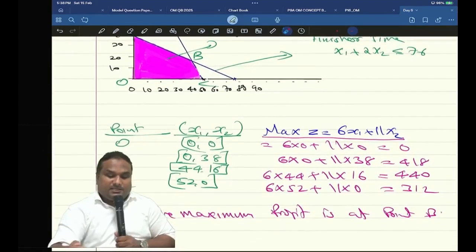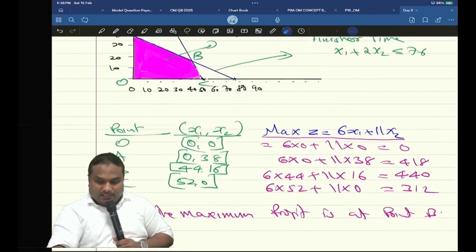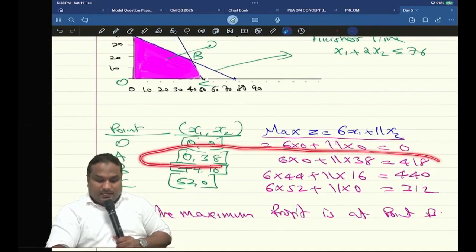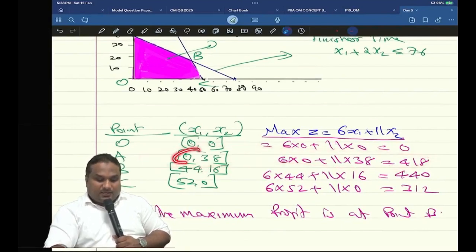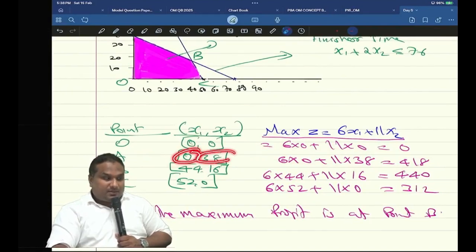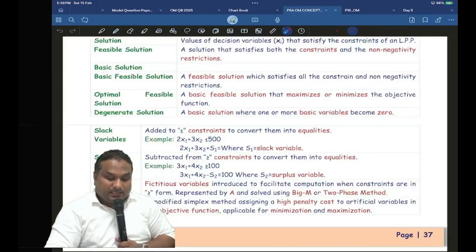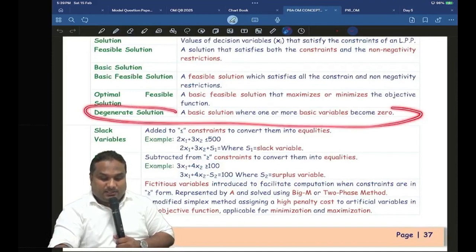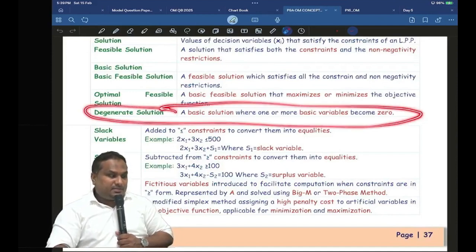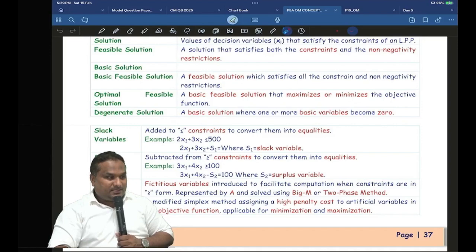Now what is a degenerate solution? Suppose I take option A, where x1 is 0. The first item we are making 0, the second item we are making 32. That is called a degenerate solution. A basic solution where one or more basic variables become 0 is called a degenerate solution.